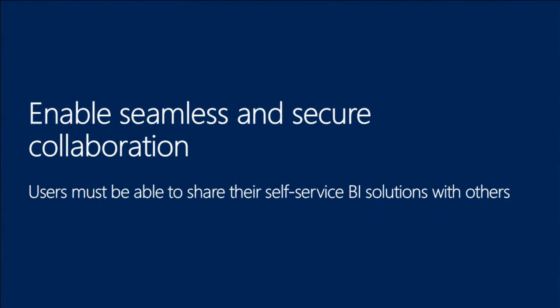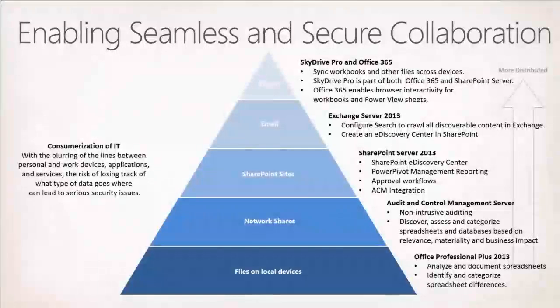Next topic is more in terms of how do you enable seamless and secure collaboration. Aligned with the same theme, you have the pyramid here. On the lowermost end, you have the files on the local devices, and then going up to the network shares, going up to SharePoint shares where the documents are getting published, and then you have email, in terms of you can configure your Exchange server and crawling, making sure any of the documents you search on the email, which is related to the organization, can be shared and made available. And then the last one is how people are sharing their information on the cloud, on Office 365 or on SkyDrive, right?